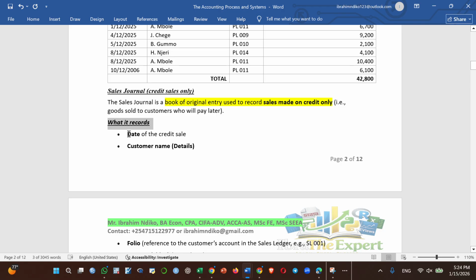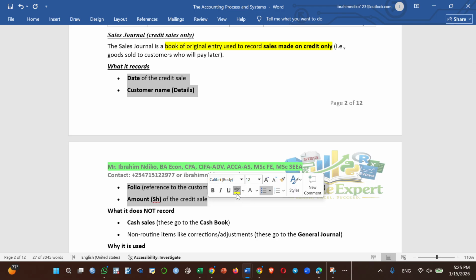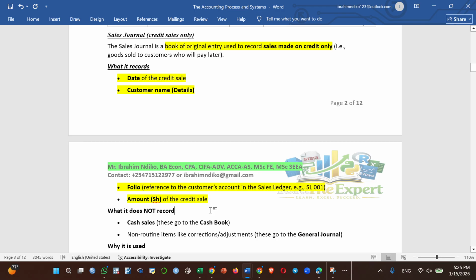Number 1, it records the date of the credit sales, the details. It is the same repetition. Now we are just changing from the word purchase to sales. So it's the same thing that we were doing on the above part. So it records the date of the credit sales, the details of the customer. So here it's customer. For purchases it is the supplier. Then the folio is the same, and then you also need to record the amount that was made on credit.